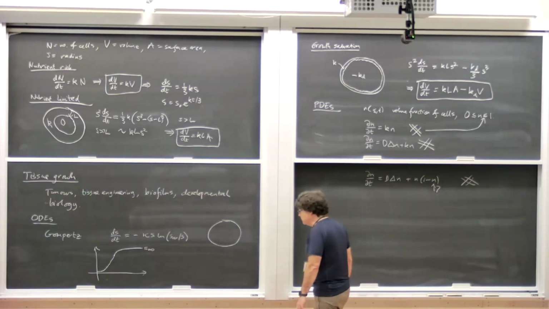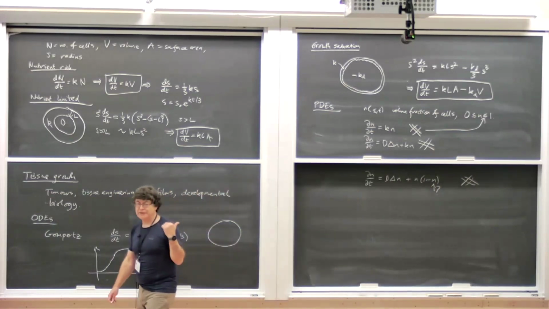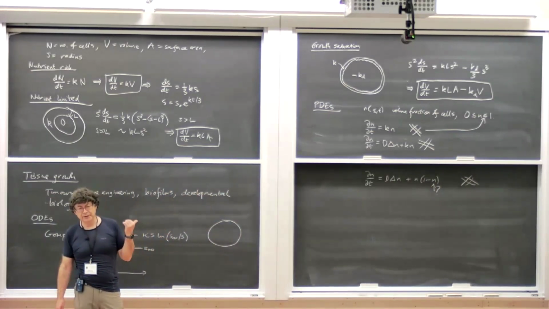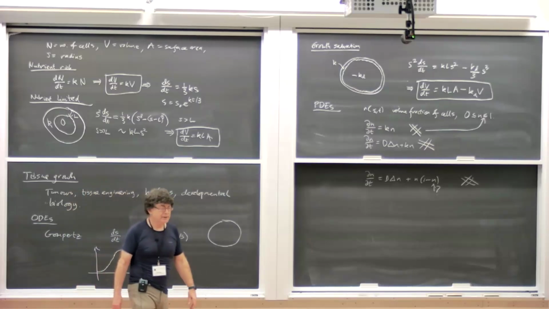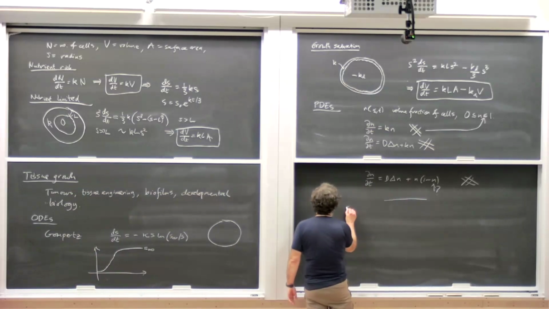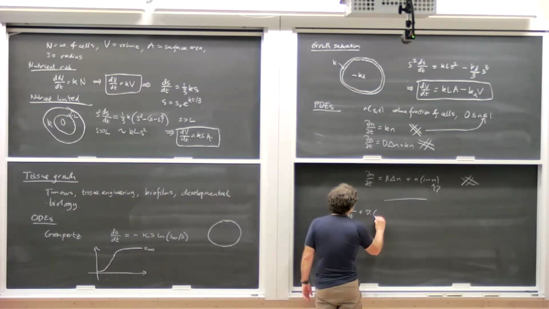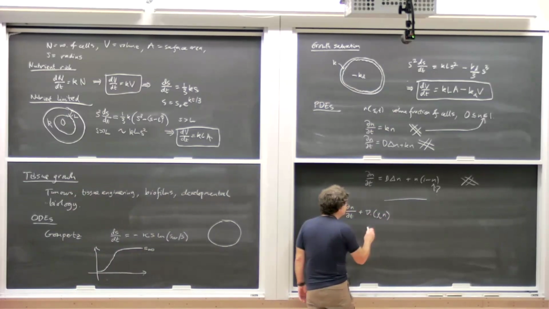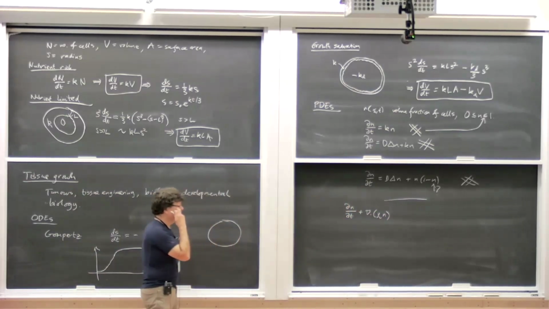So what do I do instead? Well, the thought experiment is if a cell is dividing in the middle of tissue, it can only do it by pushing its surrounding cells apart. So the only sensible way to proceed is to include a velocity field and write down the conventional continuity equation in terms of that velocity field.